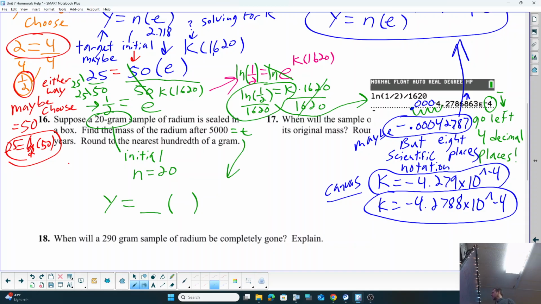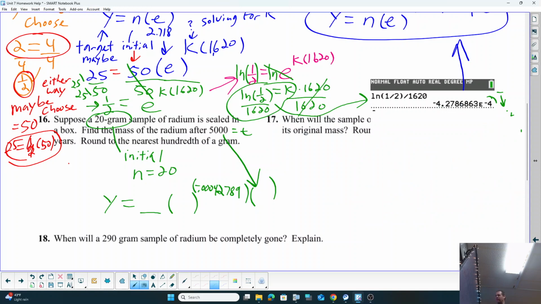5,000 years. Right, you have your 5,000 years there, as well as your negative 0.00042 times your 5,000. I don't want to fill it all in for you because you're supposed to do this on your own. But give it a try. And then number 17, go ahead and give it a try as well. And then we'll look at the next video.